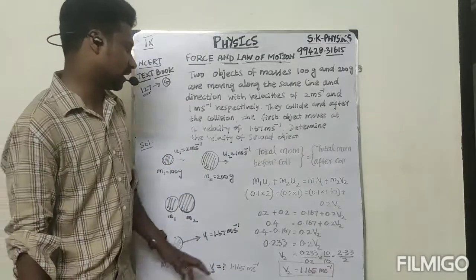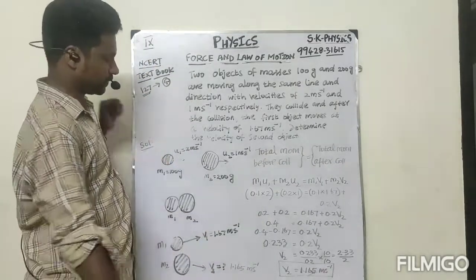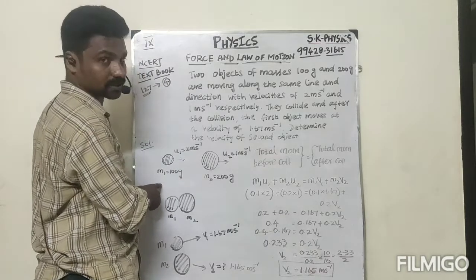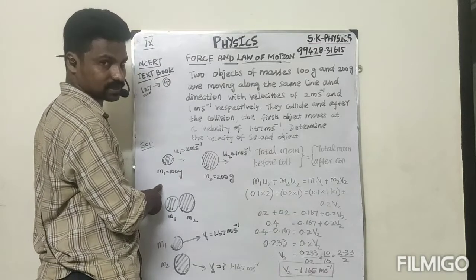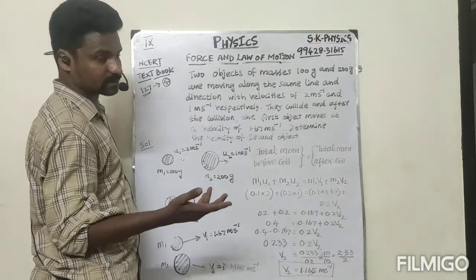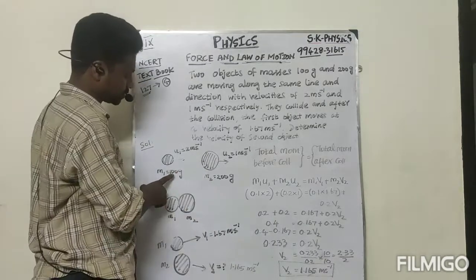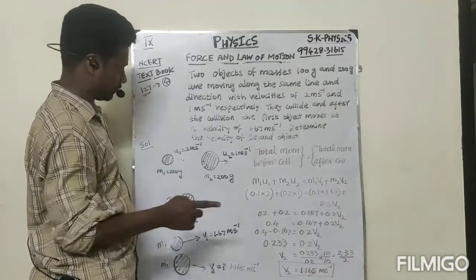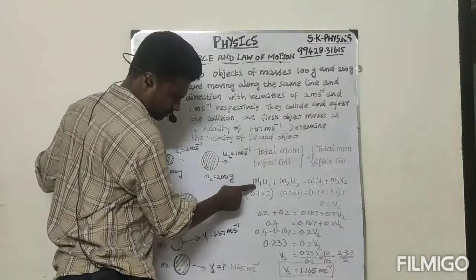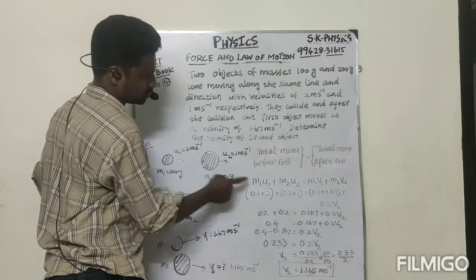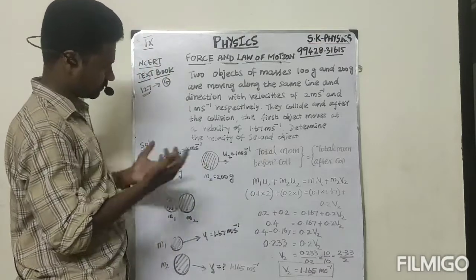Then what is m1? 100 gram. You should convert it into kilogram because that is the SI unit. How do we convert 100 gram into kilogram? Multiply by 10 power minus 3. So 100 into 10 power minus 3 we can write as 0.1. So mass 1 is equal to 0.1 kilogram. Next, u1 is 2.